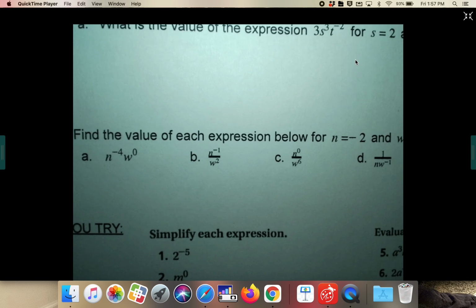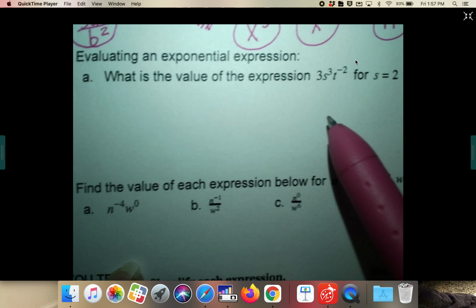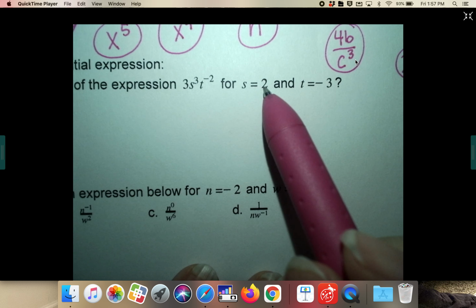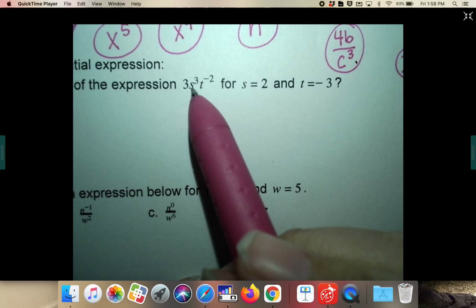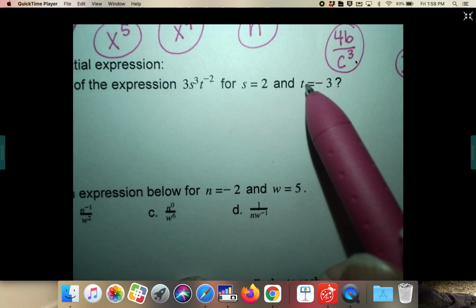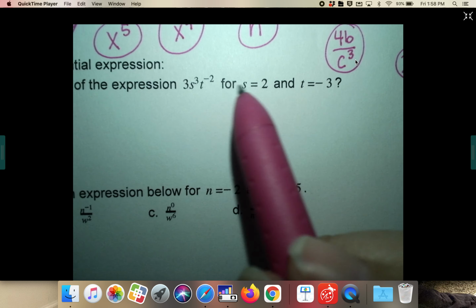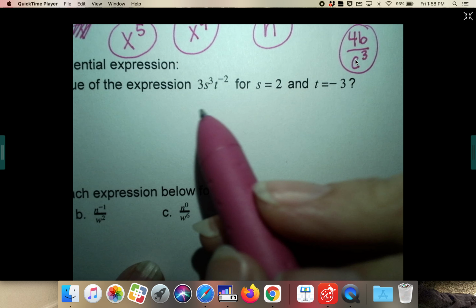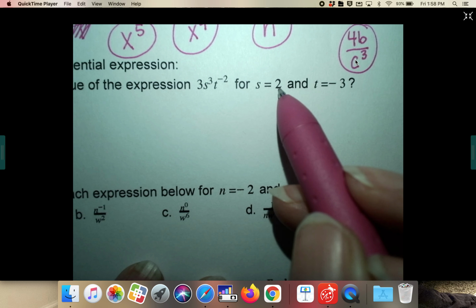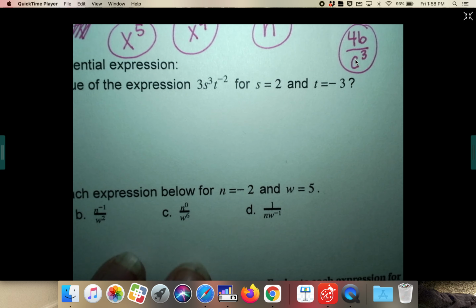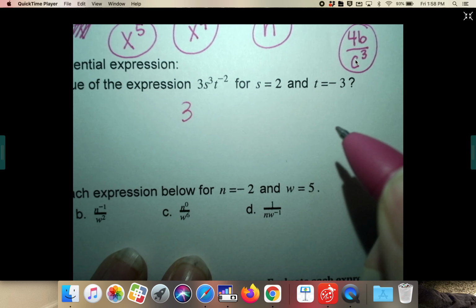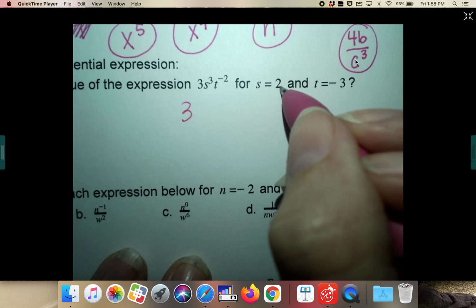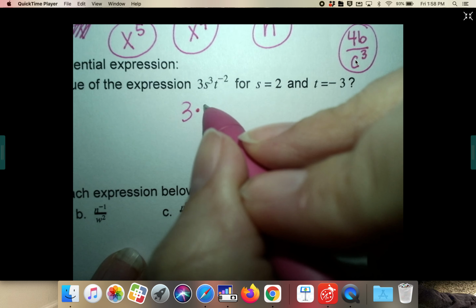Okay, the next section is evaluating an expression, and this time I'm going to tell you what s is. It's 2. So when you see s here, you should be thinking of 2 to the third power. And then I'm going to tell you that t is a negative 3. So when you see this t here, I want you to think of it as a negative 3. So let's just rewrite this and fill in what we know s is and t is. So this is 3. This is 2. I'm going to put the little times there.